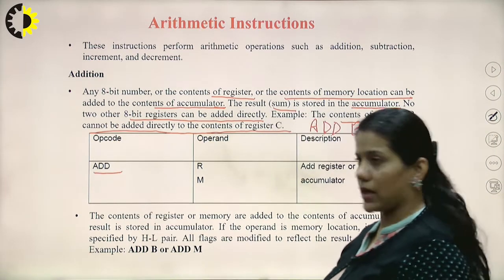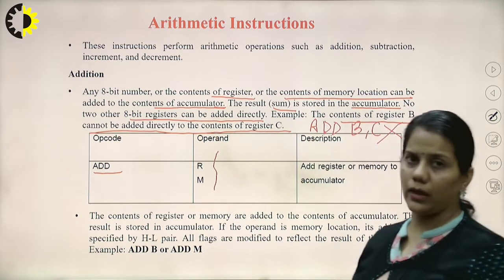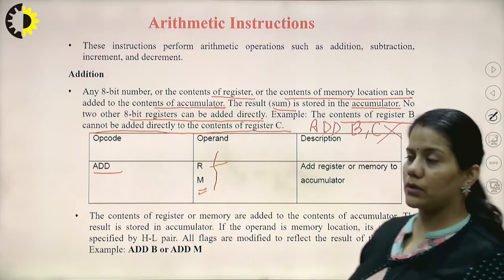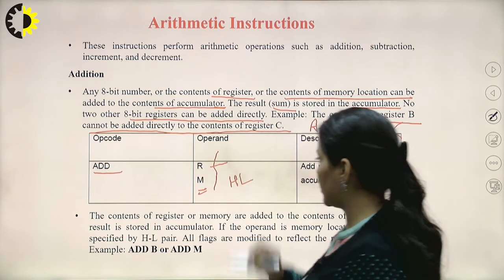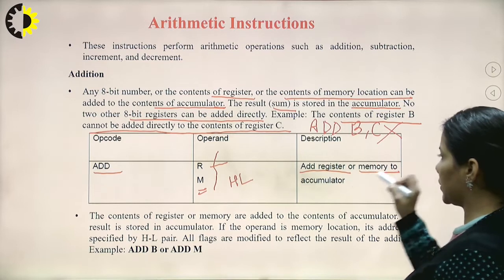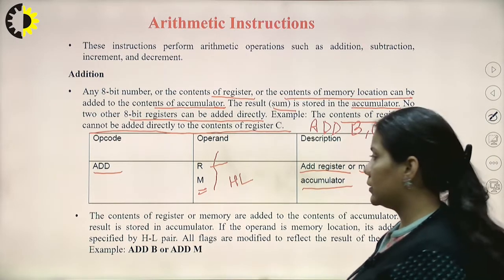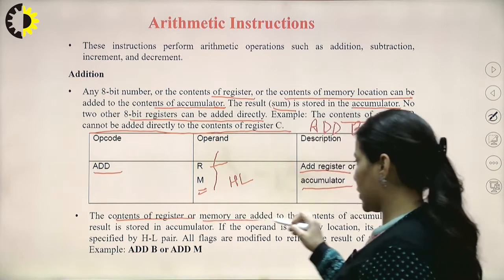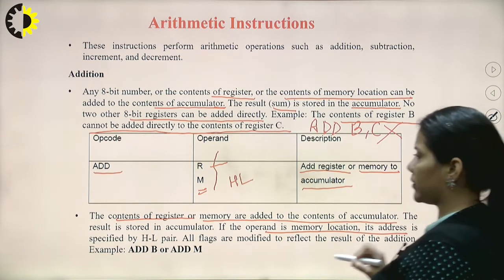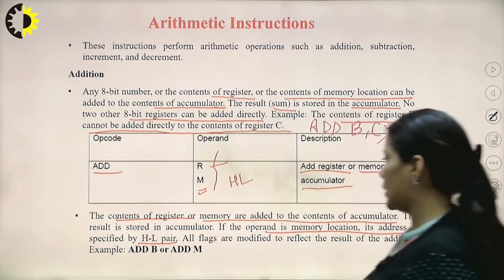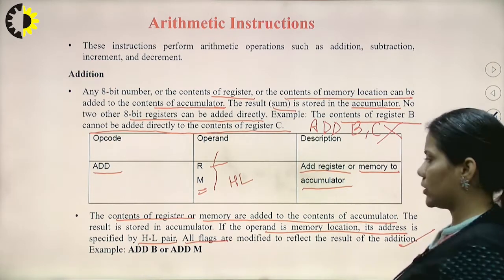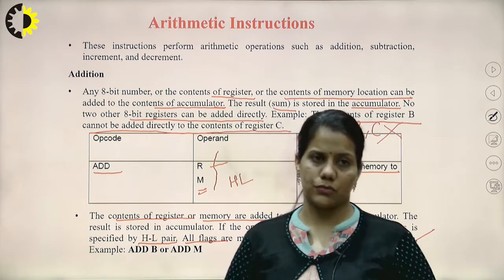So, let us see what is the format of this instruction. The opcode is ADD. The operand can be R and M. R means any register and M means the contents of the memory location pointed to by the HL register pair. So, what will this instruction do? It will add the register or the memory contents to the accumulator. If the operand is a memory location, its address is specified by the HL pair, and all the flags are modified. This is the point to be noted, that all the flags are modified in case of the addition instruction.